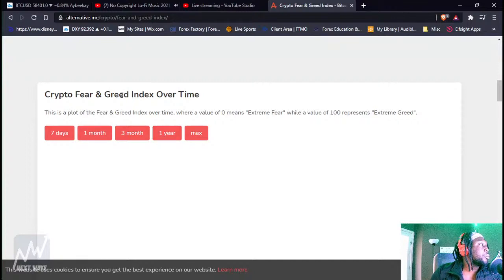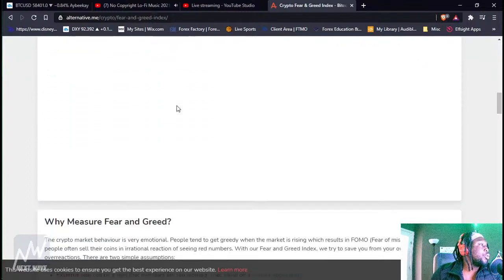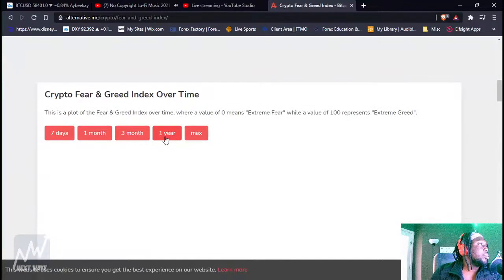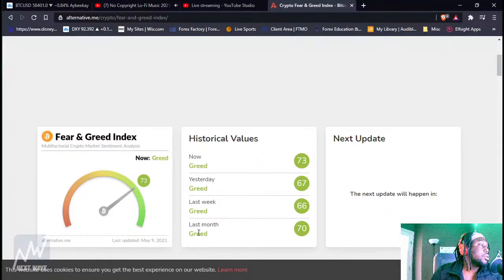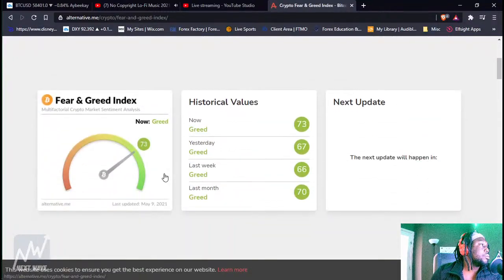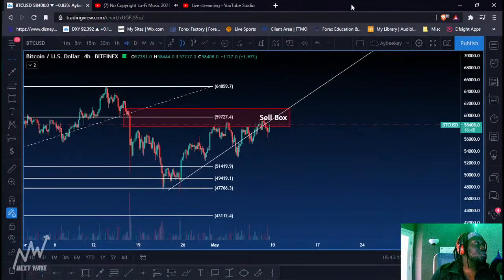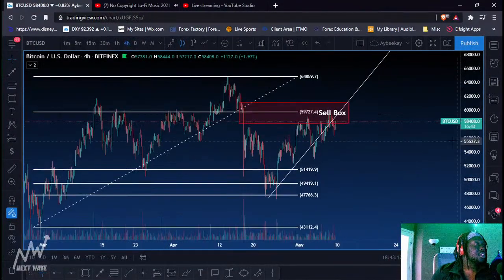Let's go to the cryptocurrency fear and greed index over time. Is it going to show me 1 year? I don't think it is. Yeah, it's not showing me, but again, it is showing that it's higher than what it was last month, yesterday, and last week. That is something that you should definitely watch out for. So again, if you are in any of those cryptocurrency buys, look to take some profits, man.